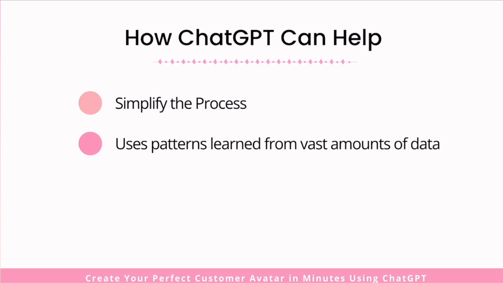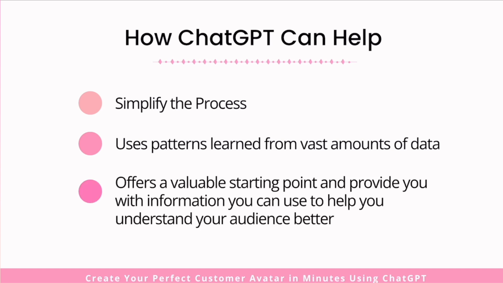While ChatGPT doesn't know specific individuals, it uses patterns learned from vast amounts of data, like industry trends, common interests of people facing similar problems, and even typical buying behaviors. When you provide information like your niche, the product or service you offer, or even basic details about who you think your ideal customer is, ChatGPT compares that information to what it knows about similar audiences. And while it can't replace real conversations with your customers, it can offer a valuable starting point and provide you with information you can use to help you understand your customer better.